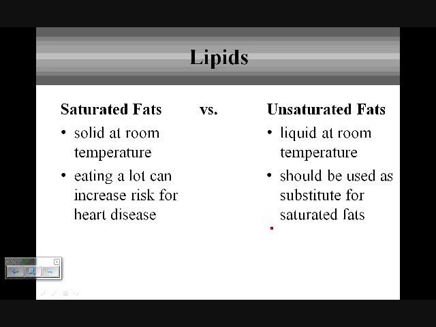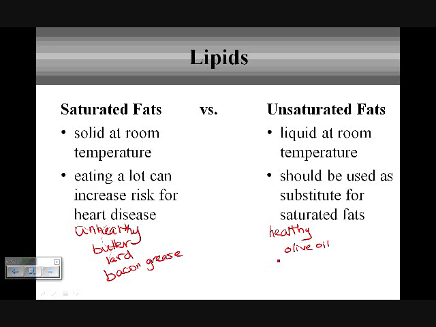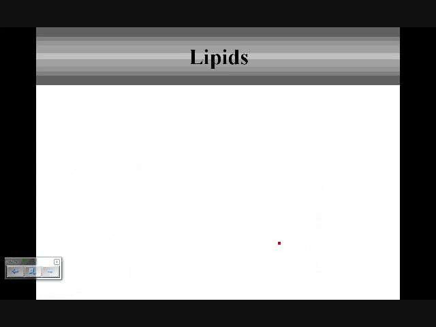So I guess you could kind of think of them as being healthy versus unhealthy fats. We're talking butter, lard, bacon grease, because as bacon grease cools, it does solidify, and things like that, versus here, we're talking about olive oil, right? We're talking about vegetable oil, liquids at room temperature, guys.